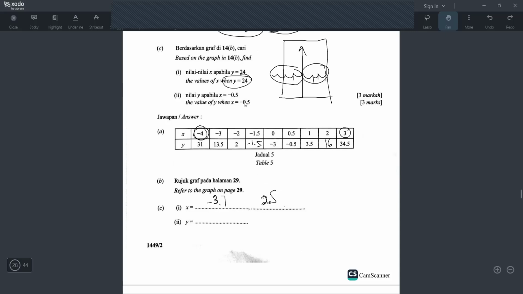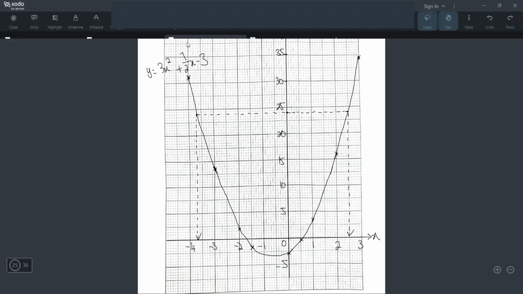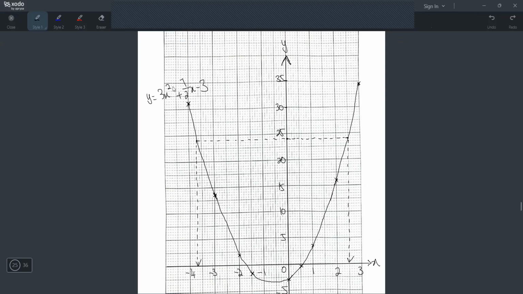Number 2, find the value of y when x equals negative 0.5. So let's go to the graph and then go to the x-axis, cari negative 0.5. Where is x negative 0.5? I think it's here, right? Yeah, here. Please don't put your dotted line ke atas. There's no graph here. If you go atas, you will not have any intersection with the curve. So don't do that.